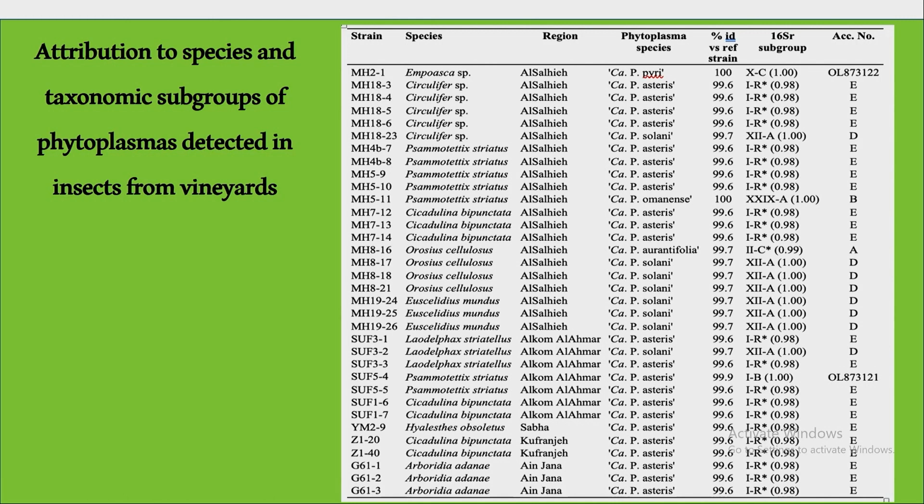Okay, attribution to species and taxonomic groups. Interestingly, we have more Candidatus phytoplasma detected and identified with the insect vectors than in the plants. Here we have more beri and we have Omanense, and maybe we have a good explanation for that. And with the table grapes also we have Astris and Solani.